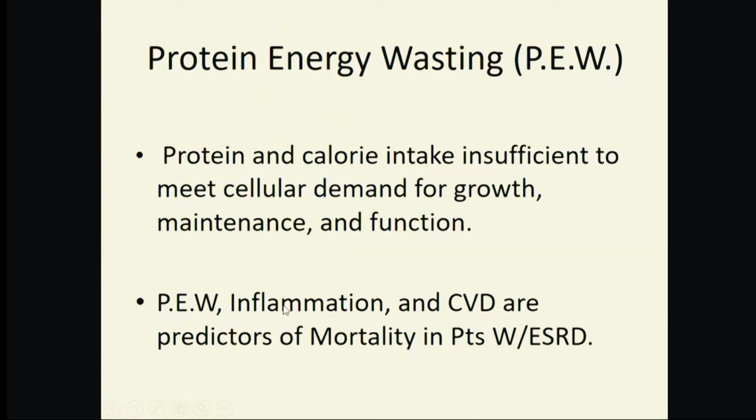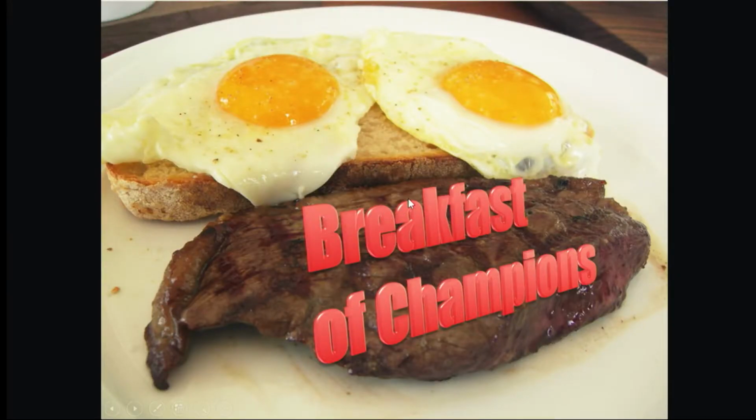When someone is uremic, they begin to lose weight. They undergo a process called protein energy wasting, which causes a reduction in lean body mass. You lose muscle mass, and that causes inflammation. Cardiovascular disease and these factors are predictors of mortality in end-stage renal disease. In the general population, we tell people to stay away from eggs, stay away from saturated fat, stay away from steak. But in the dialysis population, this is the breakfast of champions.